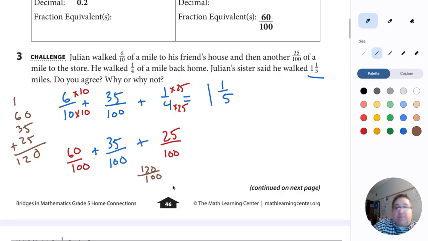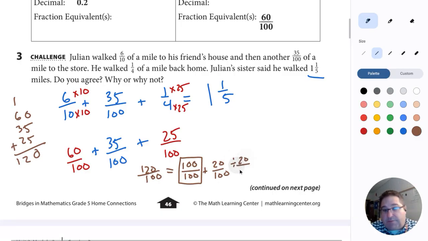Okay? So it is an improper fraction, so we do have at least one whole, so his sister might be right. How could we simplify this? Remember that 120 was kind of like 100 hundredths plus 20 hundredths. That 120, if I have 100, that's one whole, and then I've got 20 out of 100. Okay, so how can we simplify 20 hundredths? Well, we can divide by a common factor. In this case, we could divide by 20. 20 goes into 20 one time, and 20 goes into 100 5 times.